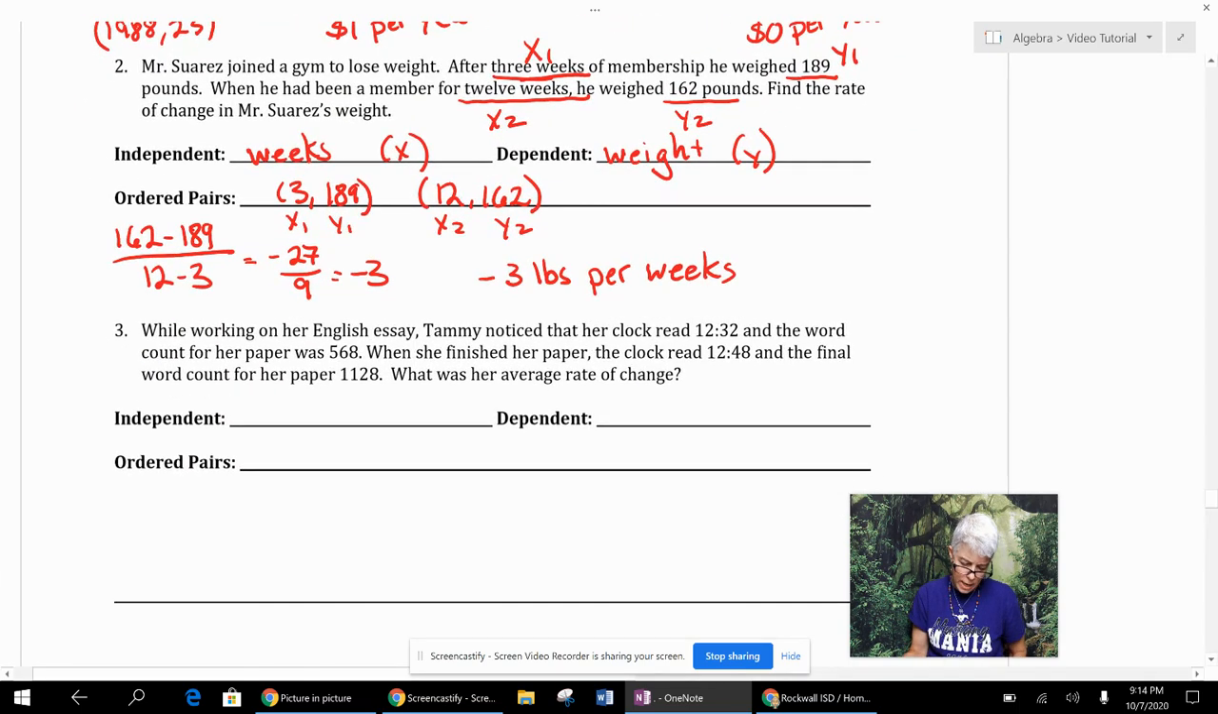Next one, while working for her English essay, Tammy noticed that her clock read 12:32 and the word count for her paper was 568. So let's say we have time and we have a word count. So again, you have to ask, what is affecting the other? Is the word count affecting time, or is time affecting the word count? Well, again, always time is going to be your x. And the words, or the word count, in this situation is going to be my y.